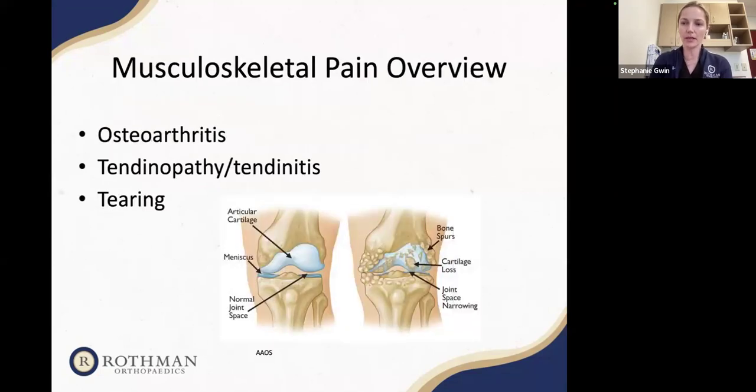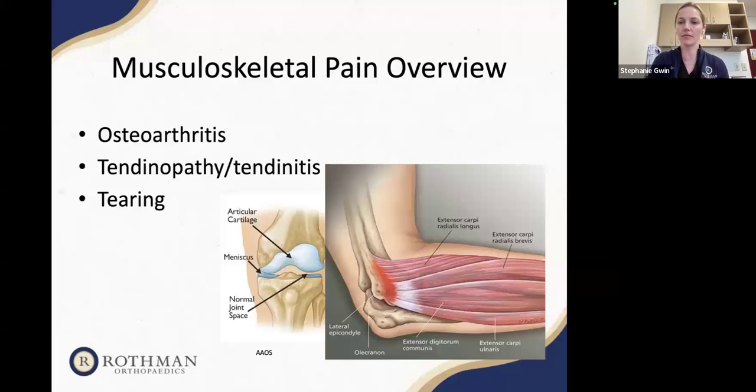So musculoskeletal pain can fall into three main categories. Is it degenerative pain from the joint, osteoarthritis, or cartilage damage? Is it tendinopathy or a tendinitis? And tendinopathy, by definition, is just more stress or more load on the tendon than it can recover from over time. Tendinitis is on a spectrum with tendinopathy, but that implies a more acute inflammation, whereas tendinopathy is typically more chronic in nature.